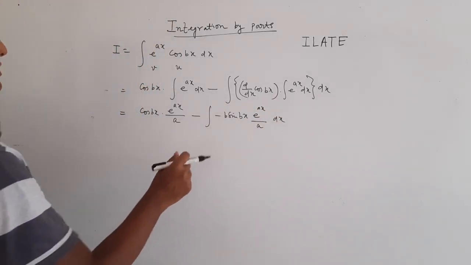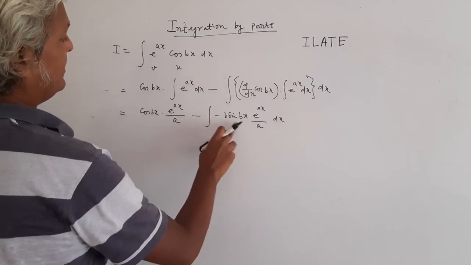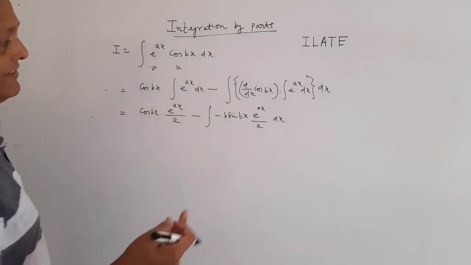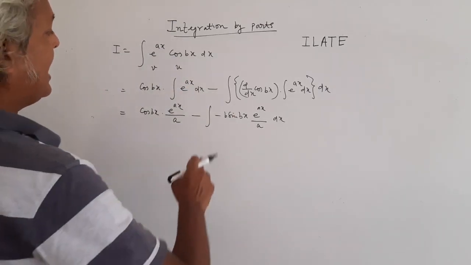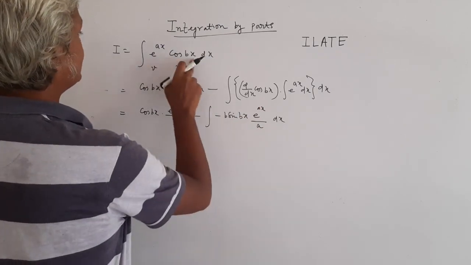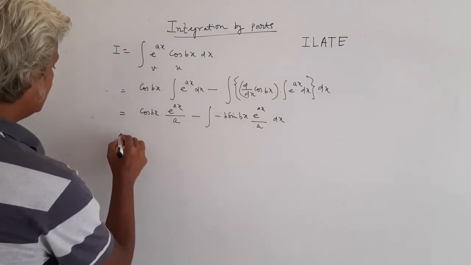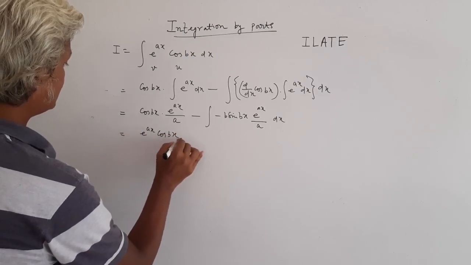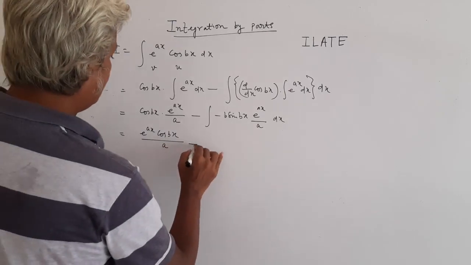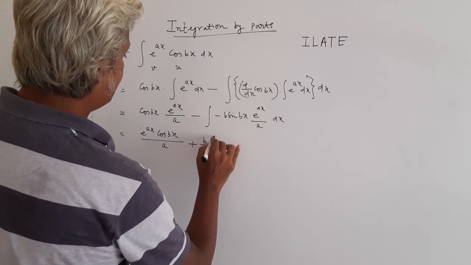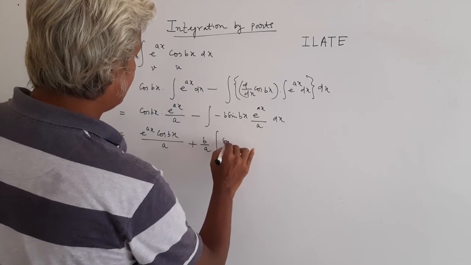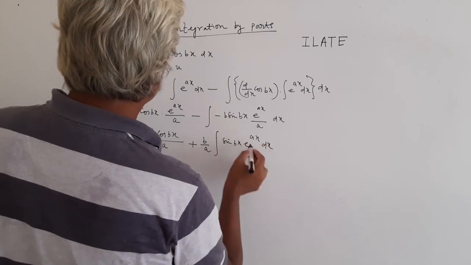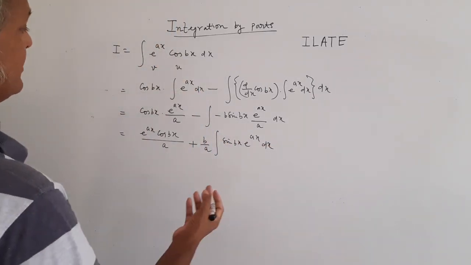Now here you see that after one round we have e to the power ax sine bx, because cos has become sine. So this gives us intuition that if we continue, I'll get my e to the power ax cos bx again in the second round. Let's see how. So here you write e to the power ax cos bx upon a, plus I write b by a taking outside, integral of sine bx e to the power ax dx. So again we have reached the very same form, so just we continue.